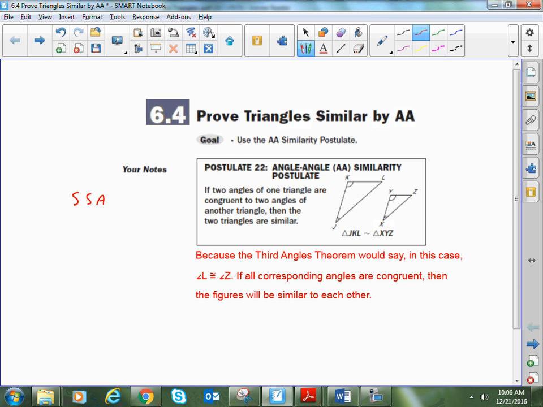And that will come back again later on when we're talking about trigonometry, maybe not in geometry, but in trigonometry and pre-calc, you'll see that again as a special case with something called the law of sines.